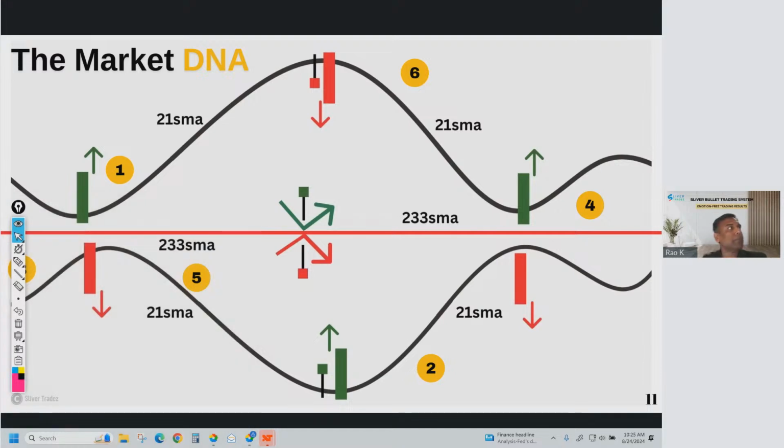Now this particular slide is the most important slide in this presentation. This is called the market DNA. We call it that because, what is DNA? DNA is the most fundamental building block of life. And we have understood that the market is an image of life. It mimics life. Whatever happens in life, whatever happens in nature, reflects in the market as well.